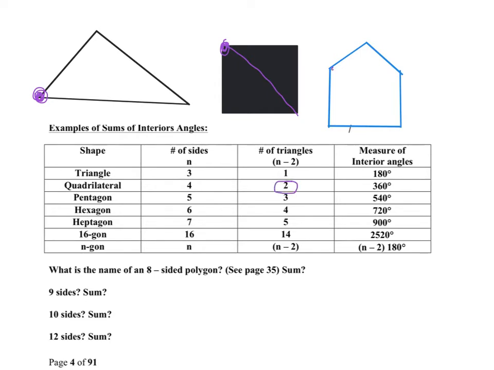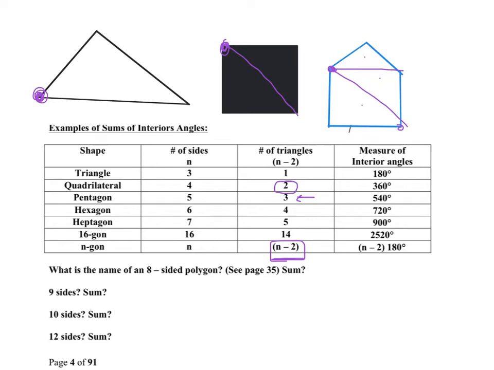I drew a pentagon here, just to demonstrate the rule. If I draw as many diagonals as I can, you'll see that the pentagon ends up with 3 triangles in it, and that's why it says 3 for the number of triangles for the pentagon. And that's where this comes from. The number of triangles within the figure is the formula n minus 2. It's the number of sides minus 2.